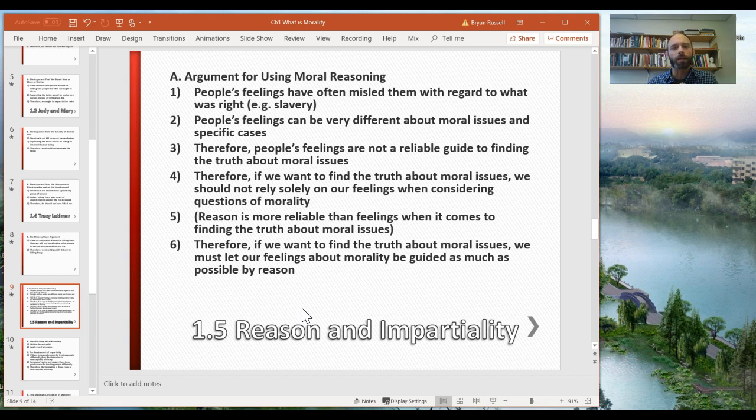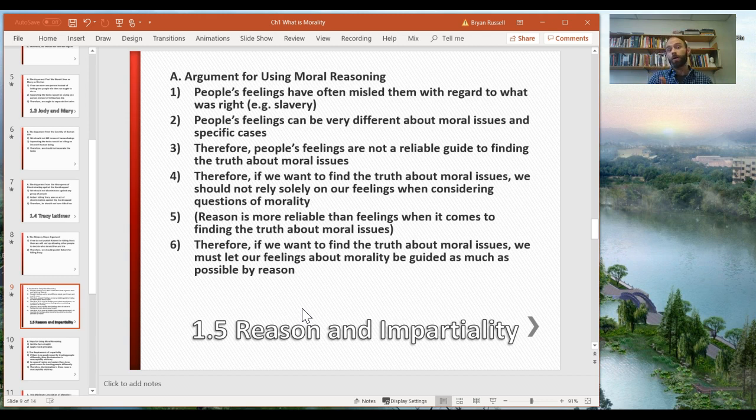So the first premise: people's feelings have often misled them with regard to what was right. And this seems very evident. Various cultures have had beliefs that we would find atrocious now. Even in this country, not all that long ago, many, if not most people, felt that slavery was morally permissible. And that was their gut feeling. That was sort of the common sense of the time. And that was horribly wrong. It's not okay to enslave people for your own purposes or other people's benefit. So it seems very clear that people's feelings have misled them with regard to what was right and wrong.